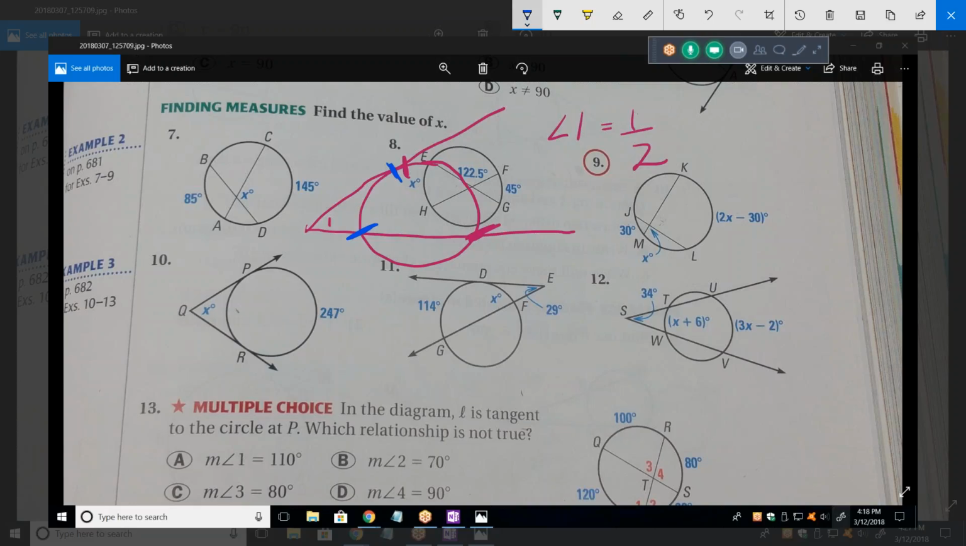So it's basically the same whether you're dealing with tangent lines or two secant lines or one tangent line and one secant line. It's always 1/2 of the larger arc minus the smaller arc. In other words, you're intercepting two different arcs there.